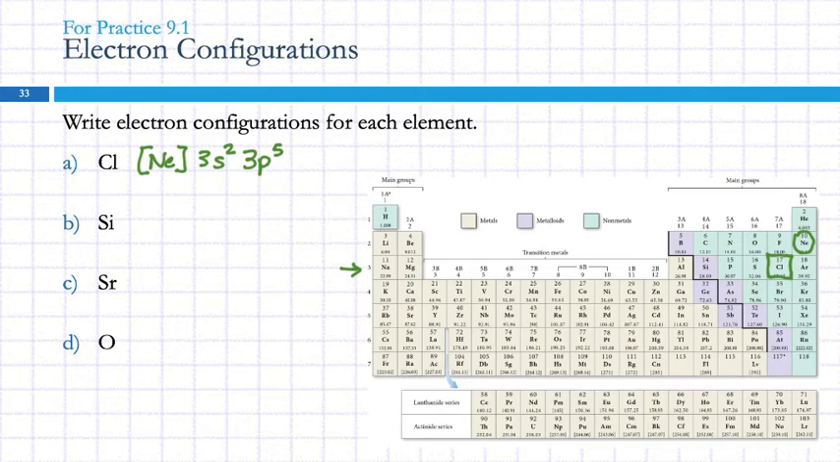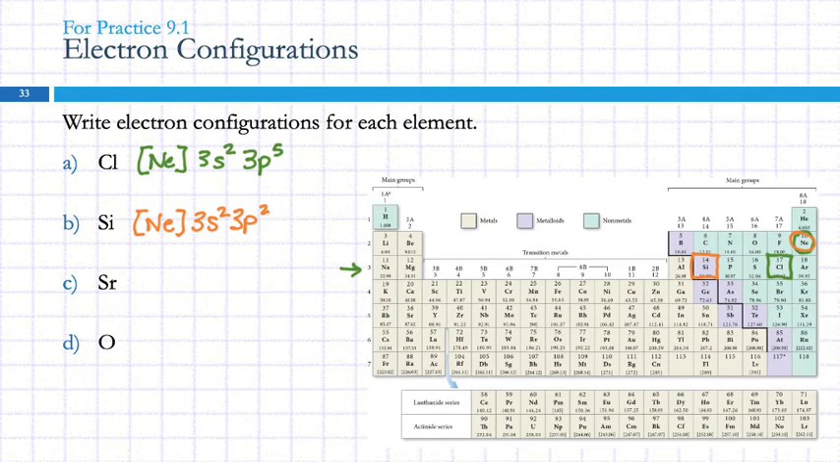Next one is silicon. Here's silicon. What noble gas are we going to use for silicon? We'll also use neon. So for silicon, we've got neon. And what comes after neon? 3s2. And then it jumps over to 3p. And how many electrons in there? 2. 3p2.